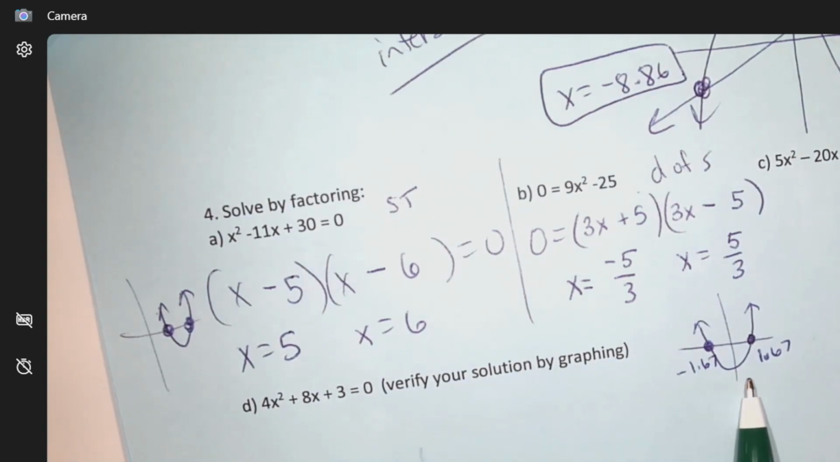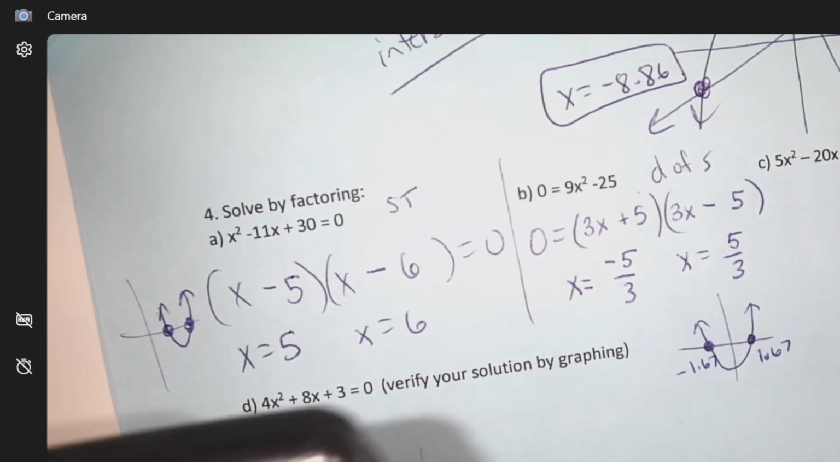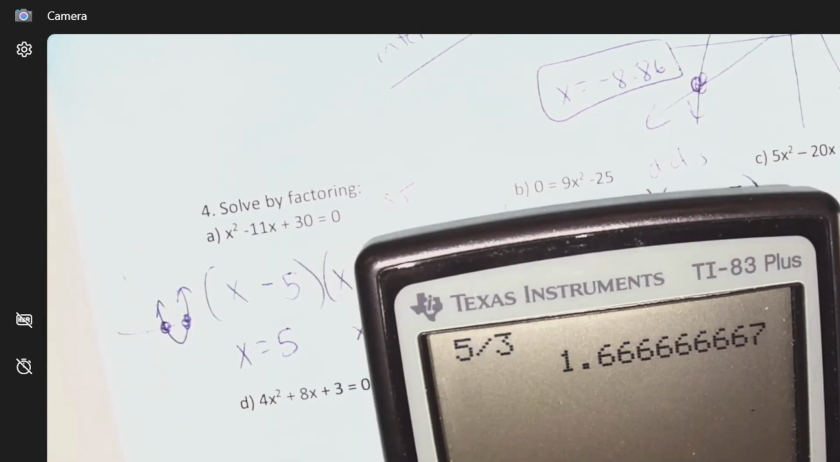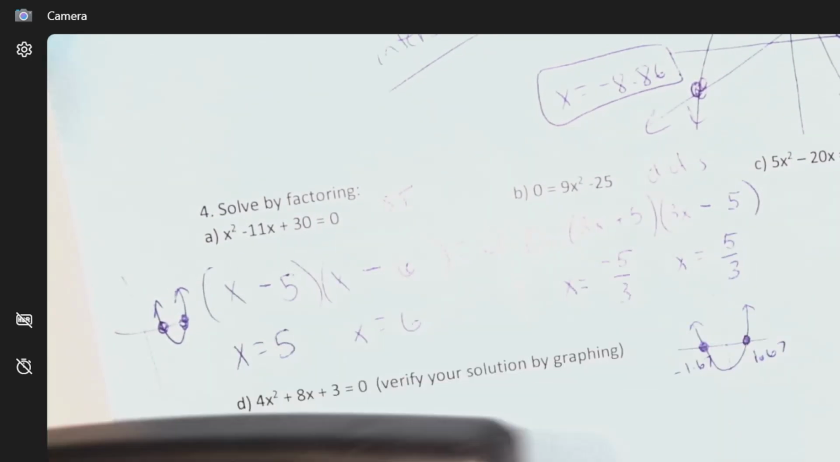Okay, on your calculator, if you were to do this and you checked your answer, you would get 1.67. That's what your calculator would do, but you can verify that. You can just go, well, what is 5 divided by 3? Oh yeah, 1.67. Good, it matches.